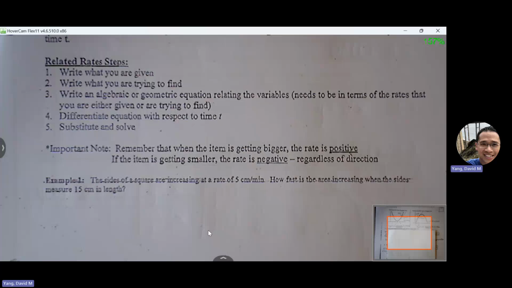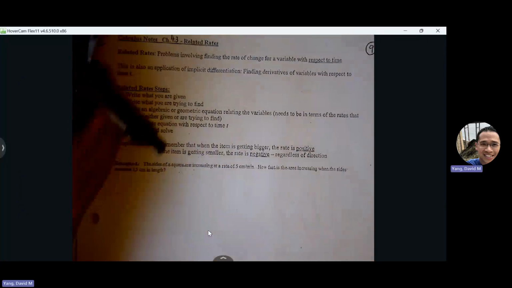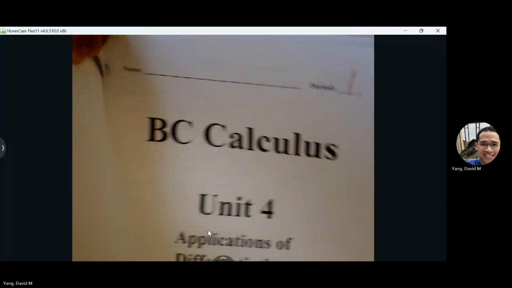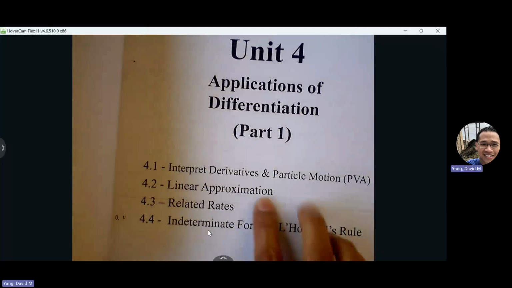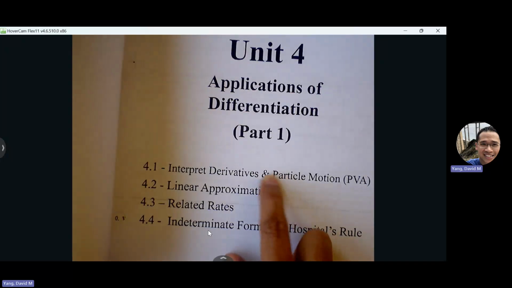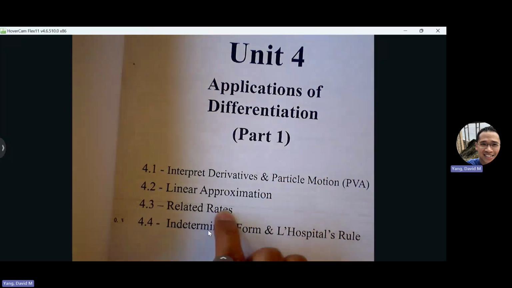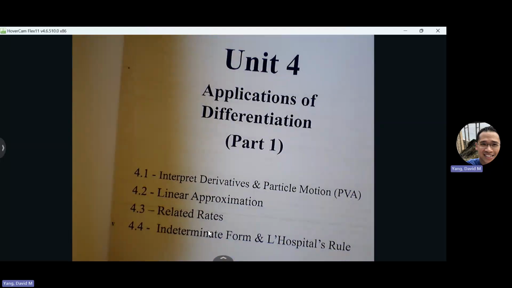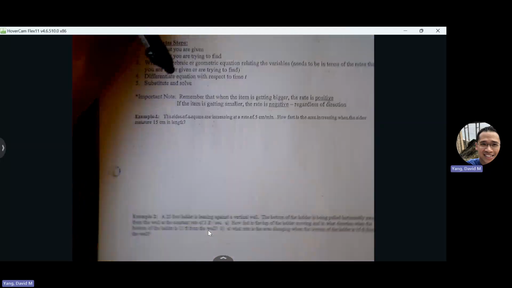Okay, so the main thing for this unit is related rates. I mean, we've done linear approximation. We're going to do some L'Hopital's rule. But these are all kind of minor topics that we're squeezing into this unit. But really, the big topic is related rates.